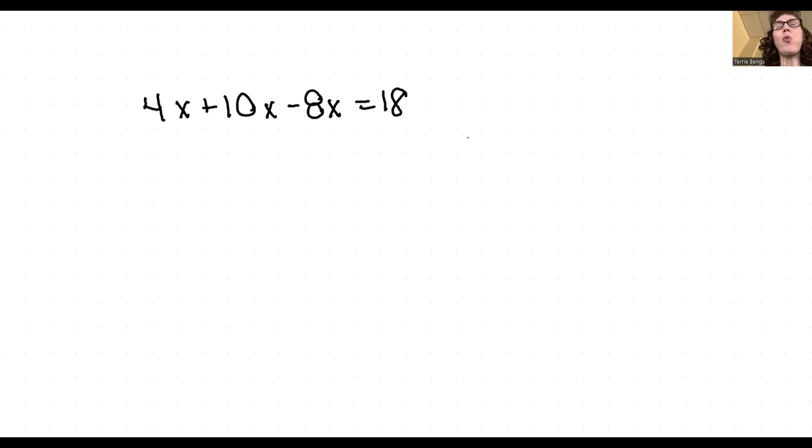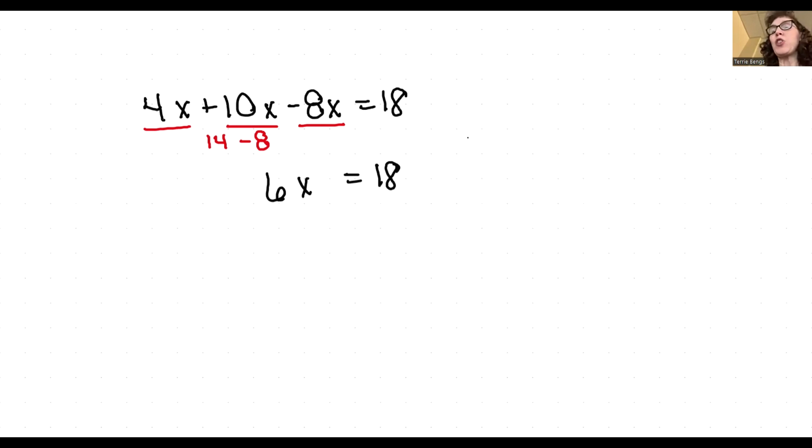So here we have a 4x, a 10x, and a negative 8x. We are going to combine all three of those together. If we add 4 plus 10, that would give us 14, minus 8, right? And if we do 14 minus 8, that is going to give us a 6. So we're going to say 6x, when we combine those together, equals 18. We just simplified. Now we've got 6x.